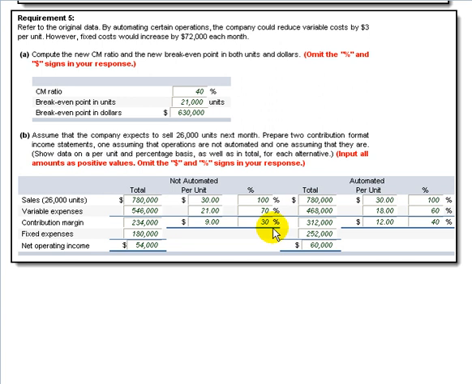Then with the automation, we see that we've got 780,000, but variable expenses go down. Look at this. Fixed expenses go up, though. They increase from 180 to 252,000. On a per unit basis, our contribution margin rises from $9 to $12, so we increase by 10%. And you can see the end result is that with automation, we're $6,000 higher than without it. And that takes care of this problem, everyone.